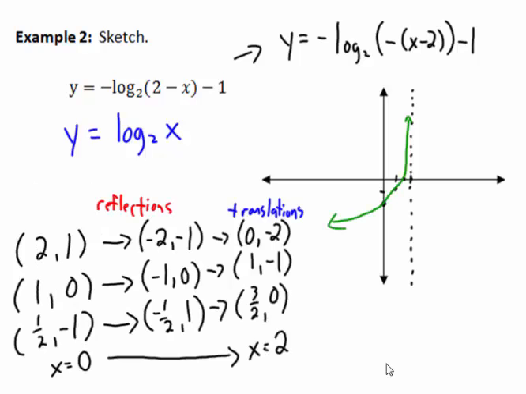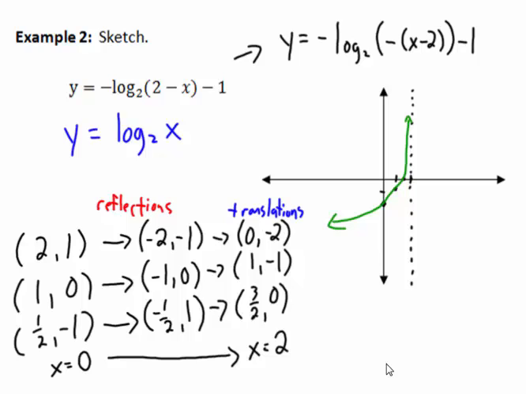So after a little bit of work, we can see there are the transformed coordinates. First reflect in the x and the y axis, and then translate 2 to the right and 1 down for each of those 3 key points, keeping in mind your vertical asymptote at x equals 0. The only translation that's going to affect that is the translation to the right 2.